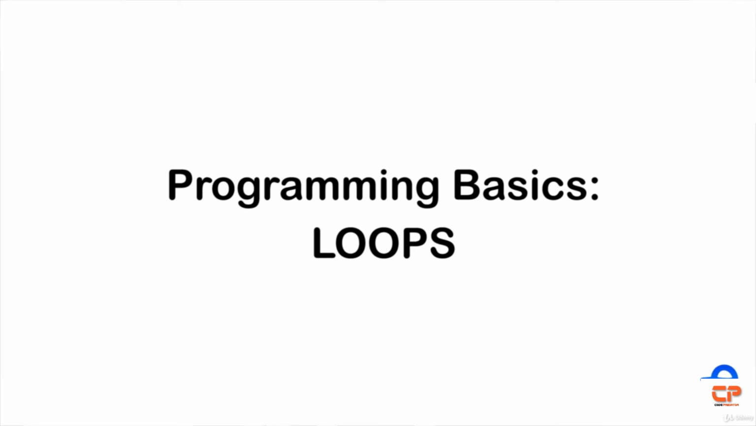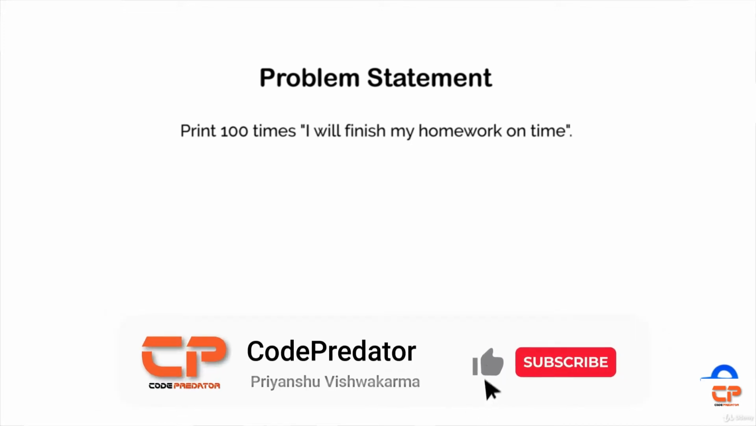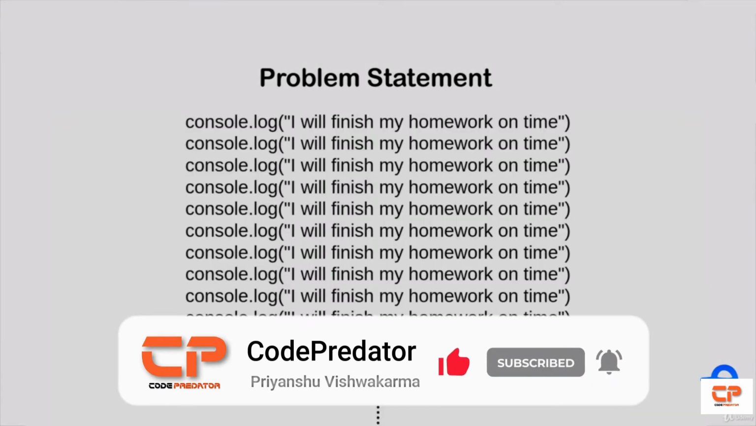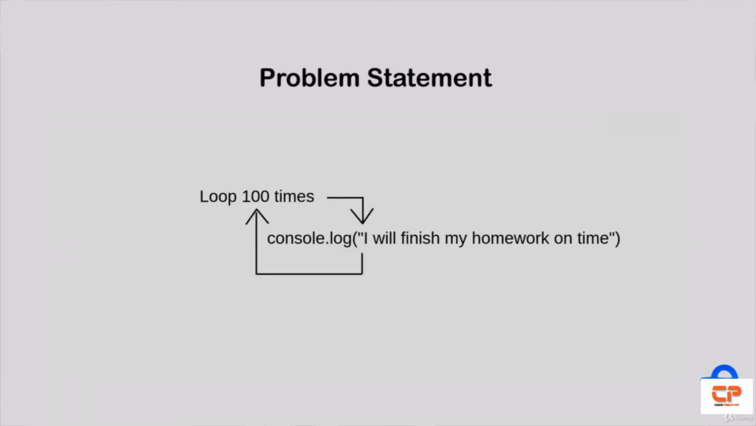In today's video, we will talk about loops. Let's say you did not finish your homework and your computer science teacher gave you a task to print 100 times, "I will finish my homework on time." Now, one way is to write 100 console log statements so that this sentence is printed 100 times on the console screen. Another way is you can tell the program to run the console log statement 100 times for you.